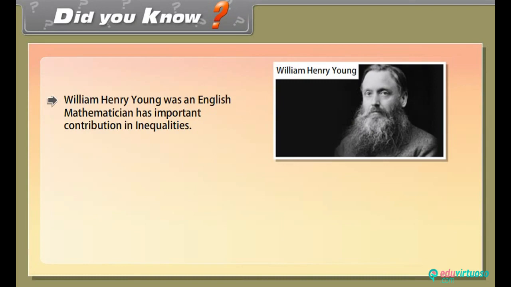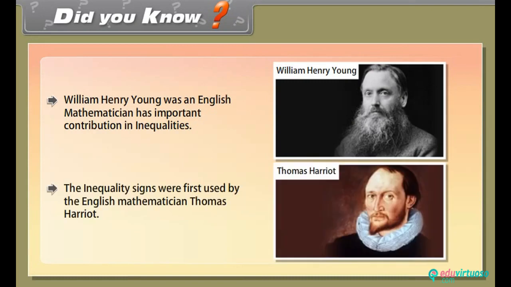Did you know? William Henry Young was an English mathematician who made important contributions to inequalities. The inequality signs were first used by the English mathematician Thomas Harriot.